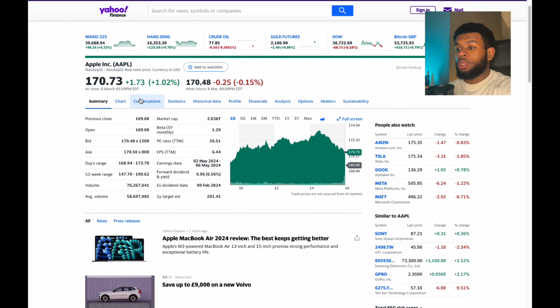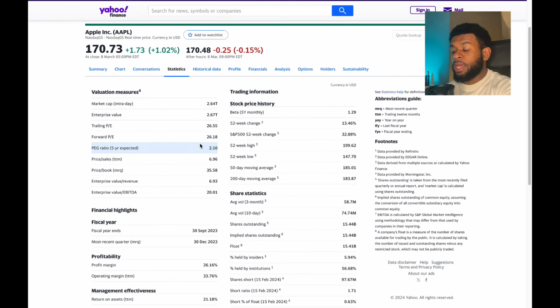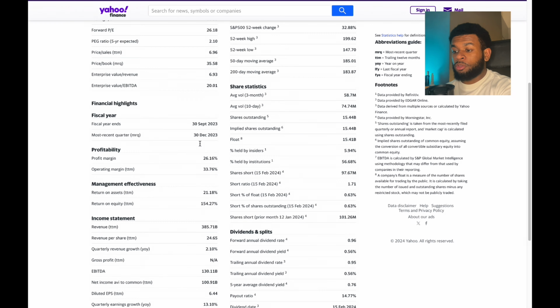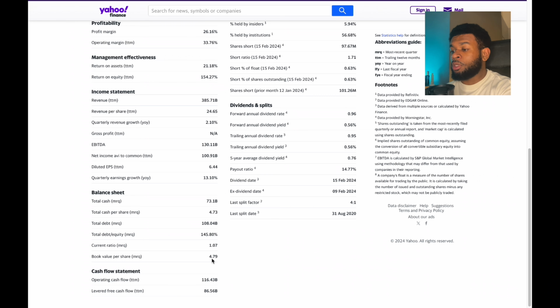If we were to look at the statistics as well, it will go into a bit more detail about these metrics, and it will also show us the income statement, the balance sheet, as well as the cash flow statement.